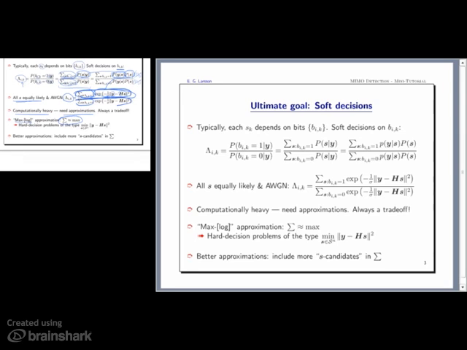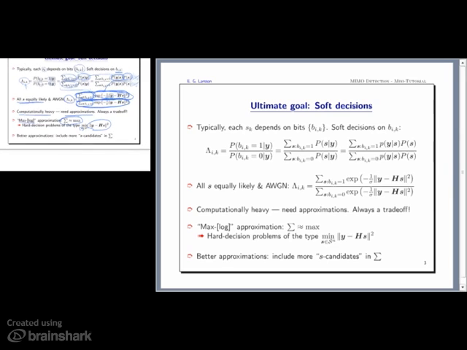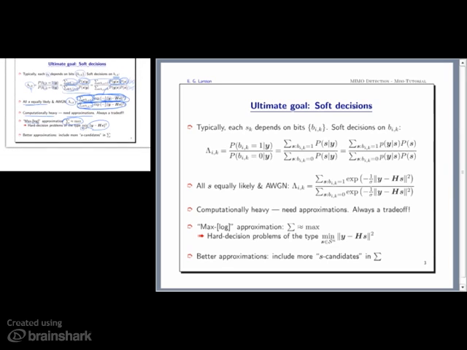To compute the max log approximation, of course, we have to find, for each sum here, which term is the largest. And the problem of finding the largest term is equivalent to finding the vector S with its elements from the constellation, the calligraphic S, that makes this Euclidean distance as small as possible. All right, there are also better approximations than the max log. Of course, if, in the process of looking for this minimum, we encounter some candidates, then we could just simply include those candidates in the summation here. So not just including the largest term, but including the terms that we happen to encounter on the way when we are looking for the largest term.